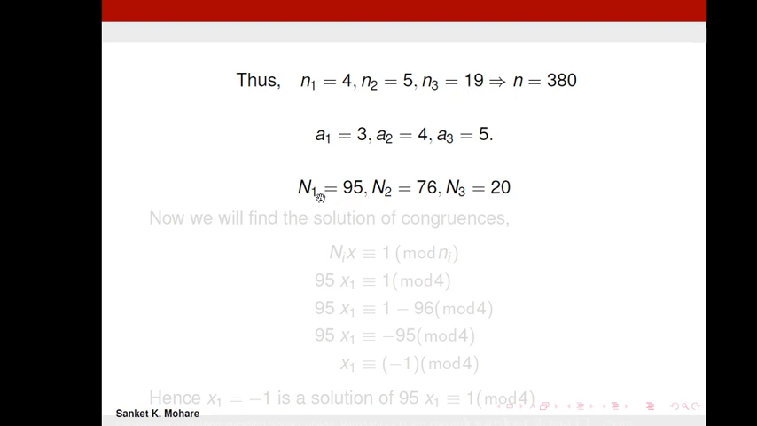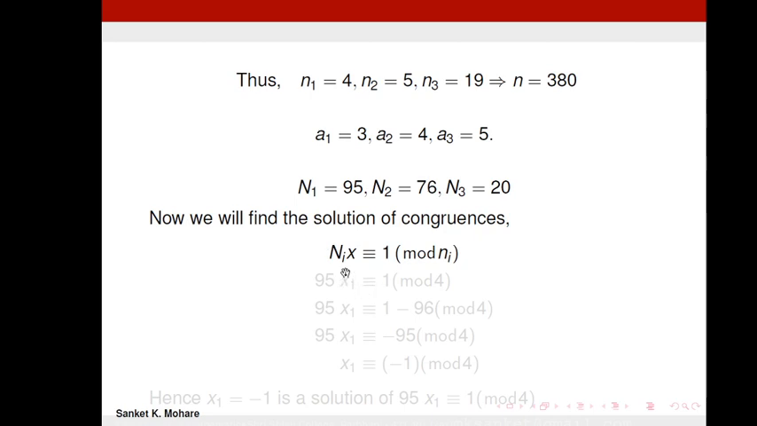Alternatively, capital N1 is equal to n2 into n3, that is 5 into 19, which is 95. Capital N2 is equal to n1 into n3, that is 4 into 19, which is 76. Capital N3 is equal to n1 into n2, that is 5 into 4, 20. So now we have the values of ni's, ai's, capital N1, capital N2 and capital N3. Now we will find the solution of the congruences, these three congruences obtained in equations 1, 2 and 3.